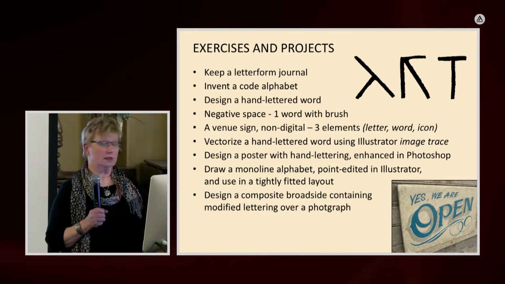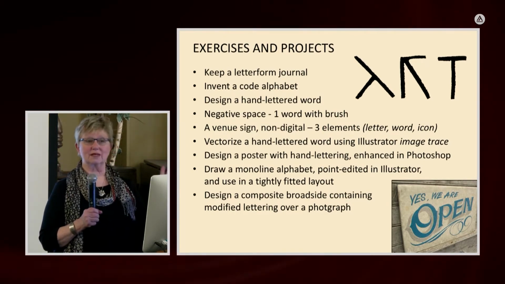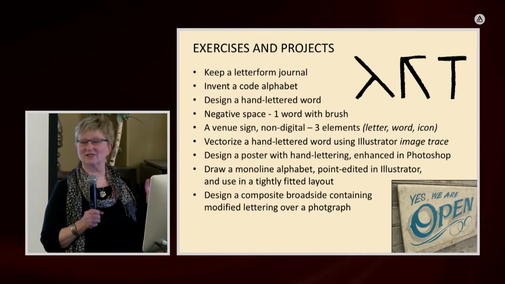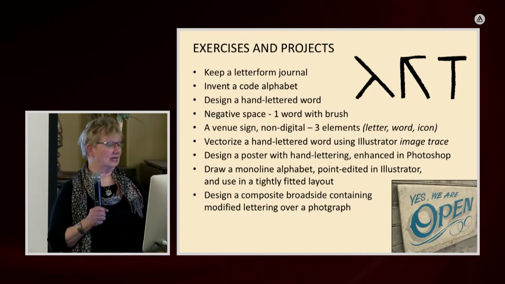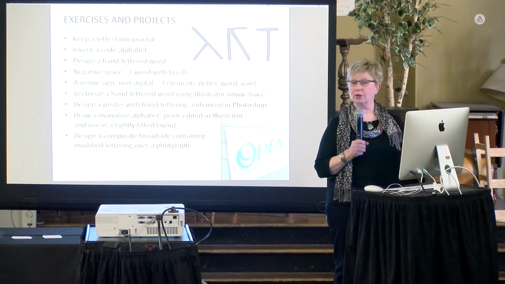We also take one word and learn to vectorize using image trace, which is kind of a broad bucket point editing. You get a lot of points usually, and it's suitable for some things and not suitable for others. We design a poster with hand lettering enhanced in Photoshop. We draw a monoline alphabet and point edit it in Illustrator, and then beef it out, dress up the stems and strokes, and use it in a tightly fitted layout.